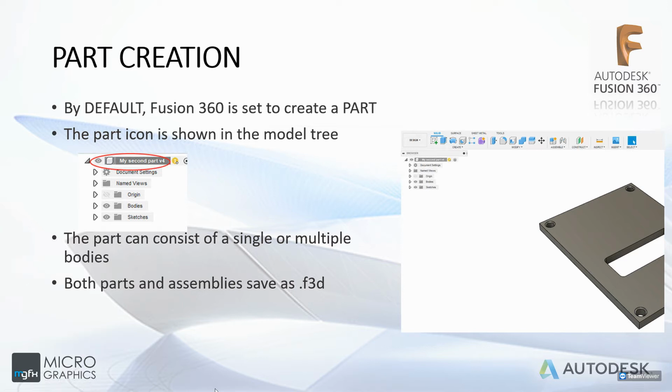So, part creation. How do we create a part? Well, in Fusion 360, the default is set to part create. In your design workspace, you'll see part and the part icon is shown. Your part can consist of single or multiple bodies. Straight out of the box, it includes the workflow of multi-solid modeling. Again, if you're familiar with Inventor or SolidWorks, you might know what that means. You can create multiple bodies in a single part and do what you need with it. Both parts and assemblies save as .f3d, which we just learned about.